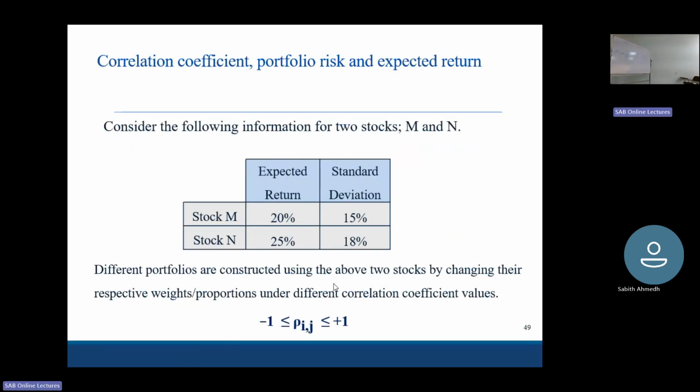Combinations by changing the correlation coefficient as well as the weight of the investor. You can invest 50-50, 60-40, 10-90, 70-30. Likewise, you can change the weight as well as the correlation coefficient. You can put -1, +1, 0. Likewise, different portfolios are constructed using the above two stocks by changing their respective weights and also the different correlation coefficient values.